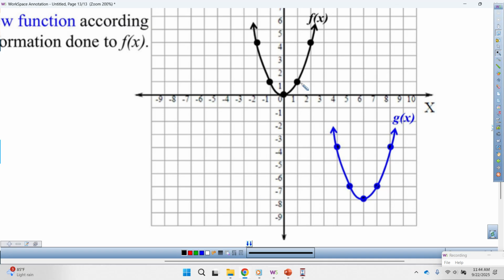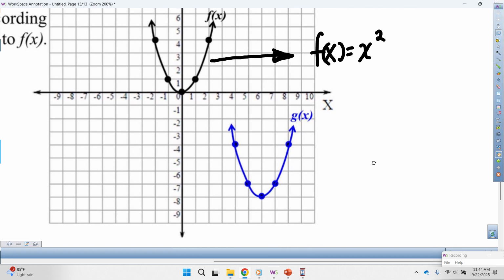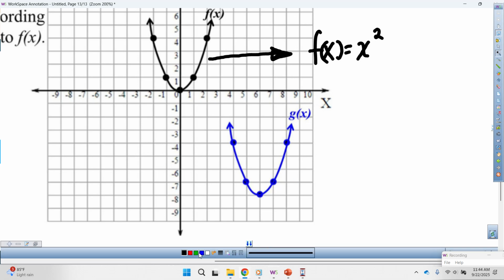So our original is this one. So what is our parent function? F of x equals what, everyone? X to the second power, okay. But now we need to write our equation for this one. Ooh, let's go. So here it goes. I'm going to get g of x equals parentheses x, squared, blank.